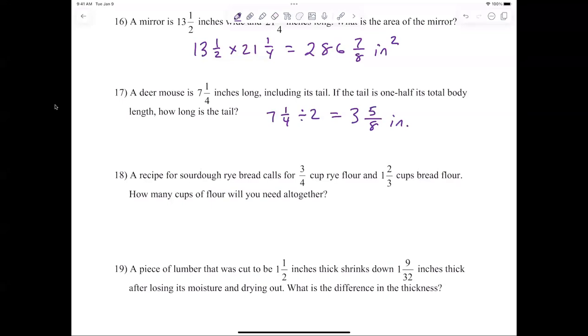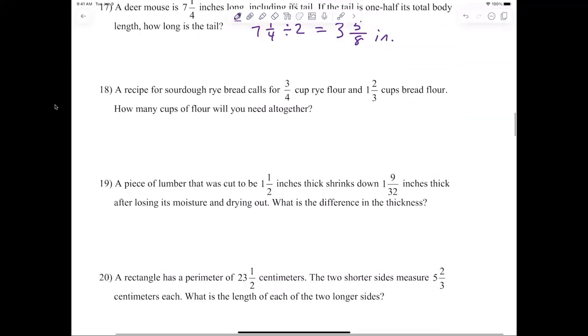All right, I appreciate your attention today, guys. Let's do it. Number 18. Here we go. Read. Grant, you're up. How many cups of flour will you need altogether? What am I going to do for that? Add them. Thank you. So I want everybody to write down on their paper 3/4 plus 1 2/3 equals.